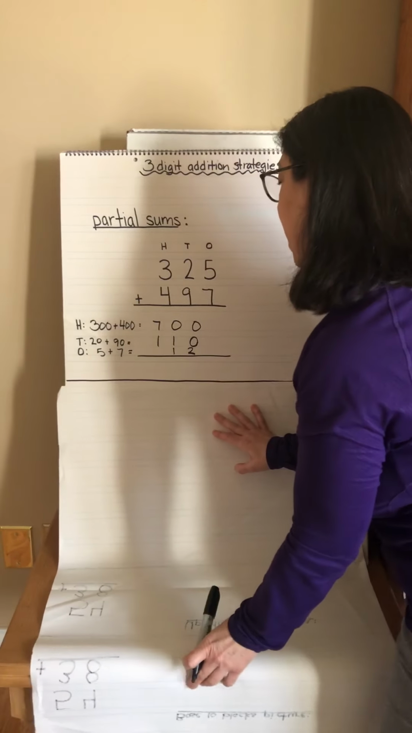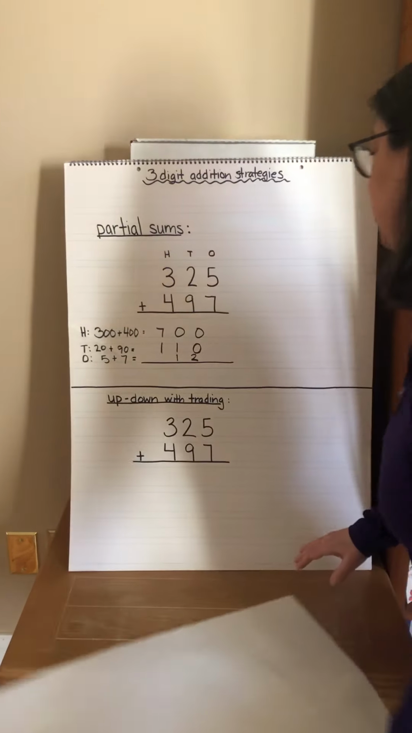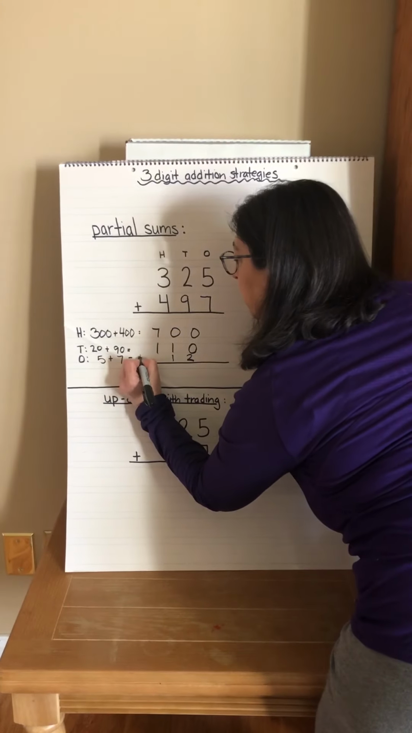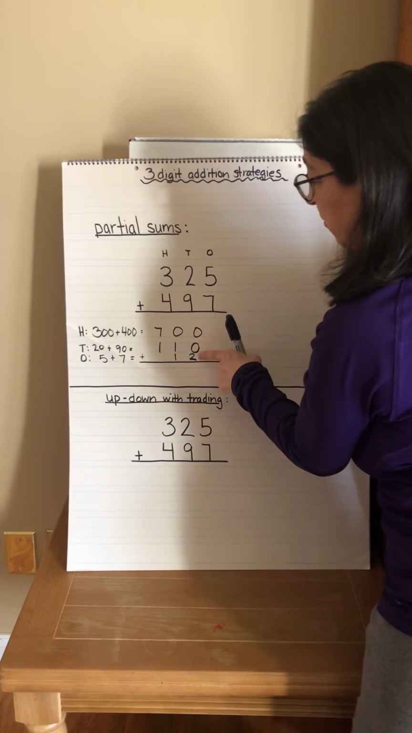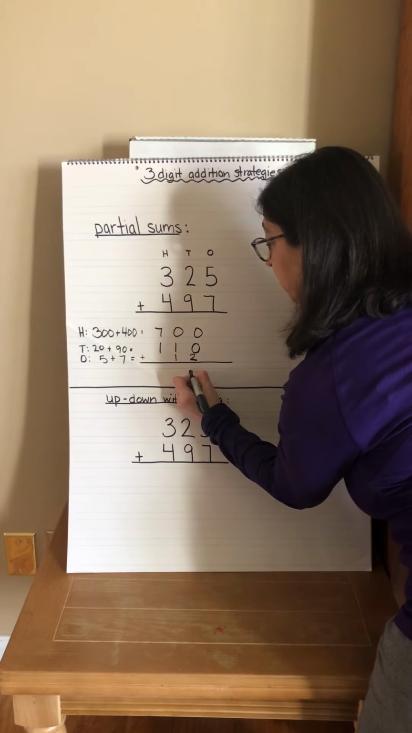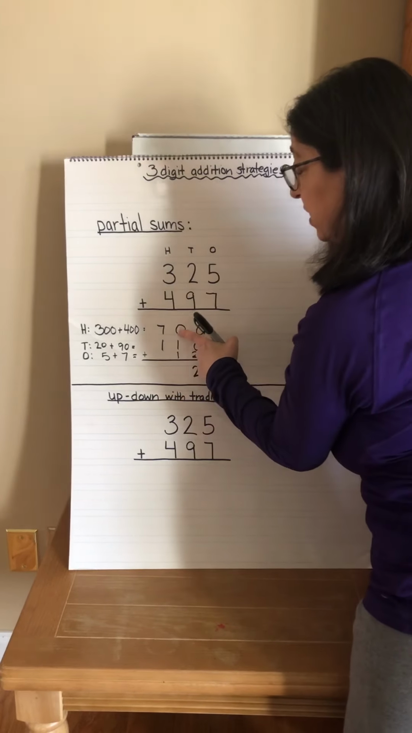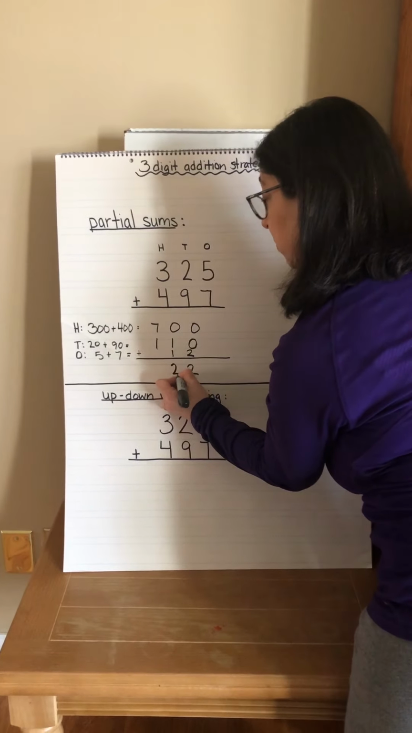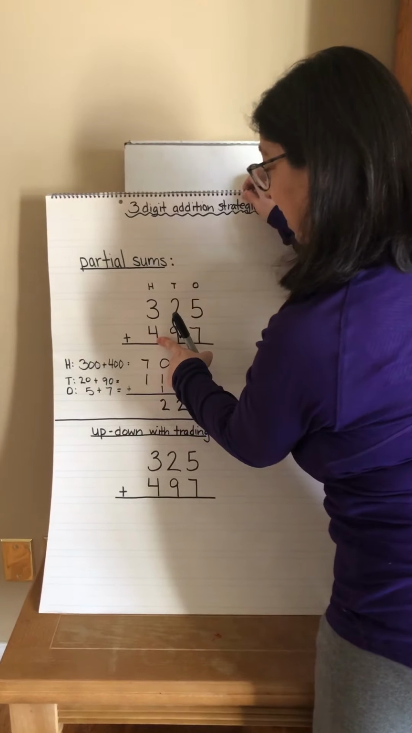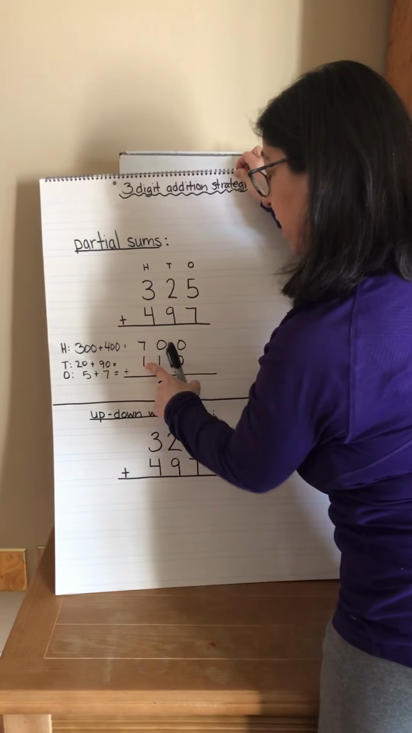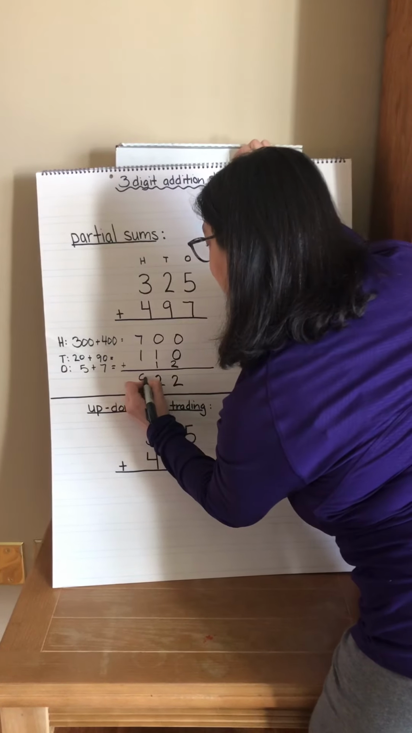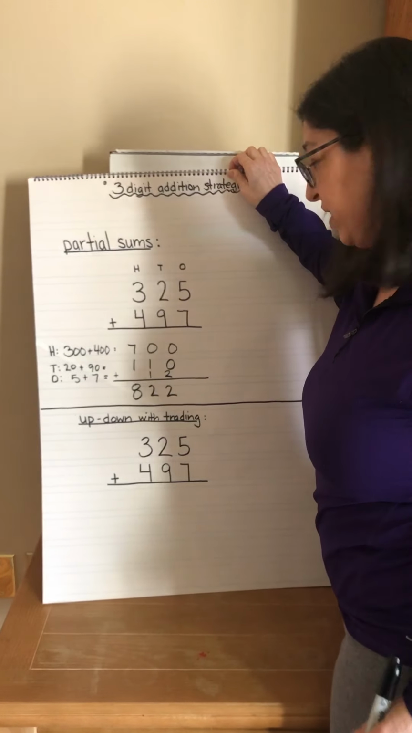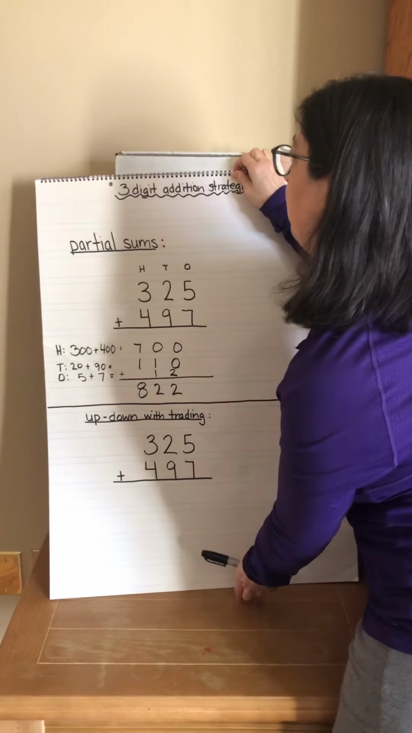Once I'm done with that, I'm going to add my numbers together. 0 plus 0 plus 2 is 2. 0 plus 1 is 2. 7 plus 1 is 8. So my final answer is 822.